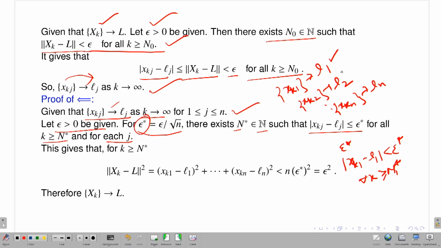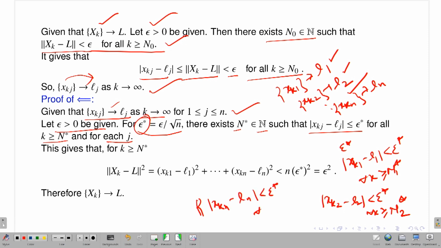Now, what will happen? xk2 converges to L2. Same epsilon star if I apply, I can make xk2 minus L2 less than epsilon star for all k greater or equal to some other n2 star. Okay, I will get. So, if I go on like that, for the same epsilon star, because xkn converges to Ln, I can make xkn minus Ln less than epsilon star for all k greater or equal to say nn star.